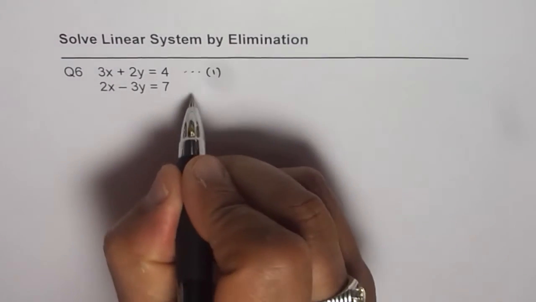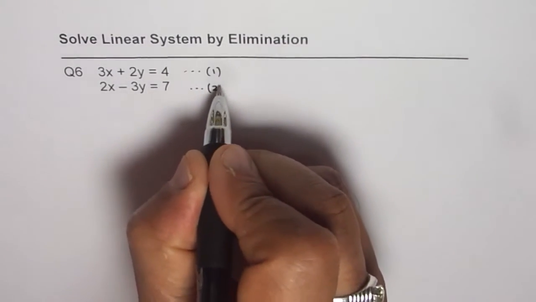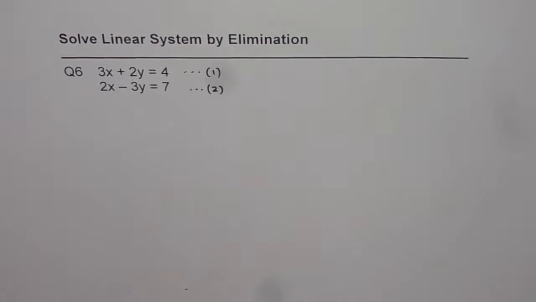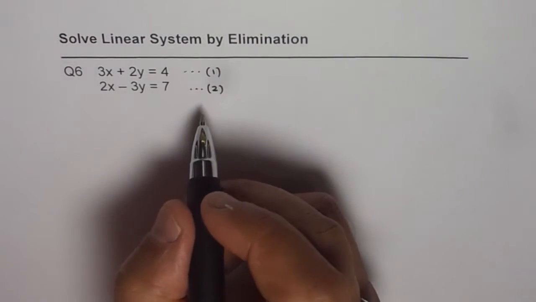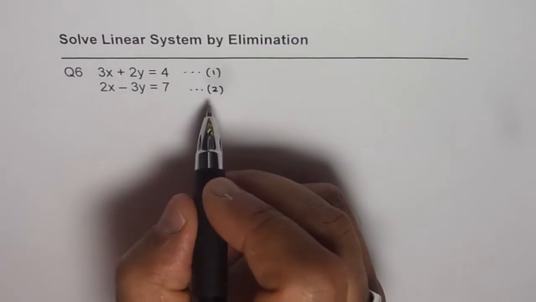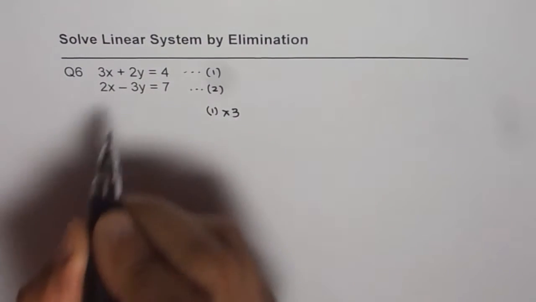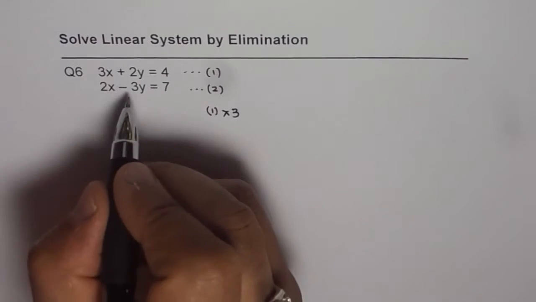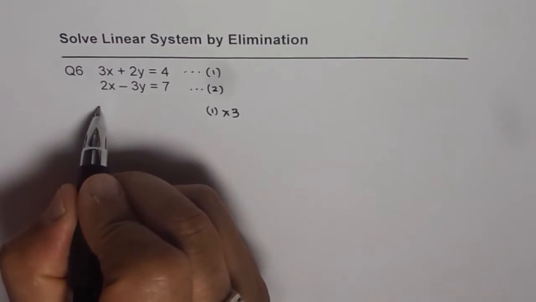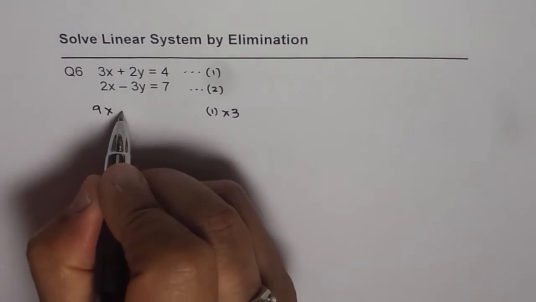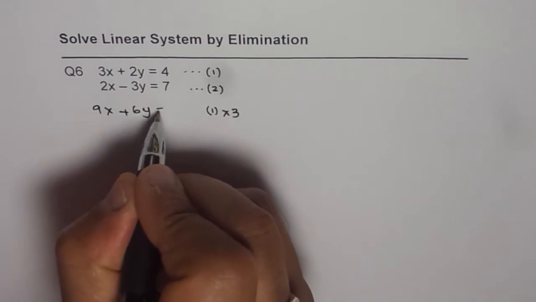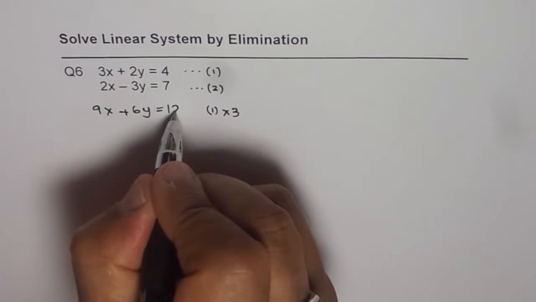So let's first number our equations. So we have equation number 1 and 2. So in the first step, what are we going to do? We are going to multiply equation 1 by 3, right? The coefficient of equation 2. If I do that, I get 9x plus 6y equals to 3 times 4 is 12.